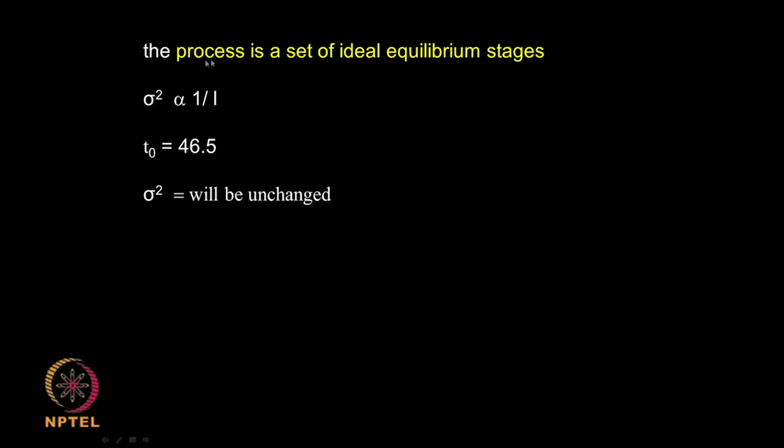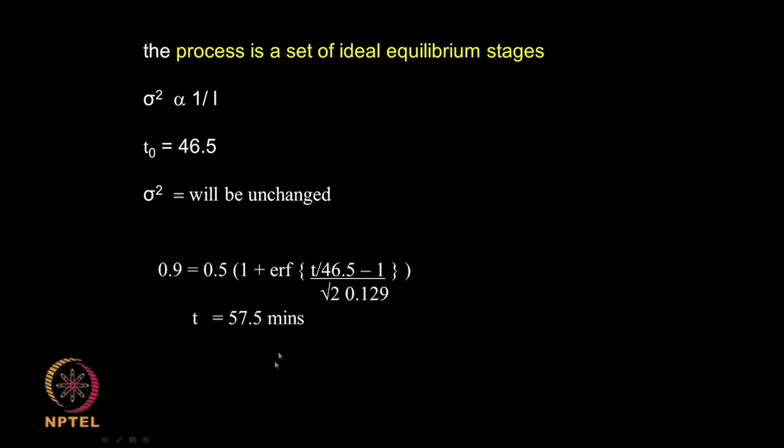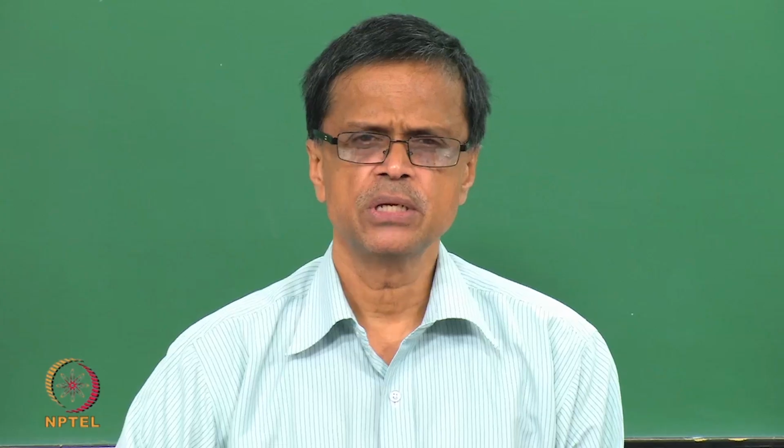So, if the process is a set of ideal equilibrium stages, sigma square will be unchanged, because sigma square will be a function of only the length of the column. If you remember, number of stages will be directly proportional to the length of the column. So, T naught is reduced by half, but sigma square will be unchanged. So, when you do that, then T becomes 57.5 minutes. So, we looked at 3 different situations: one where bulk mass transfer is controlling, the second where pore diffusion is controlling, and the third, an ideal set of stages.